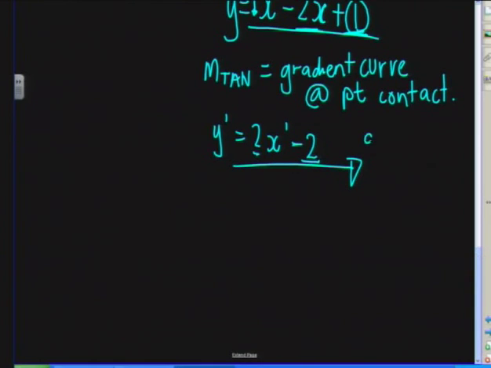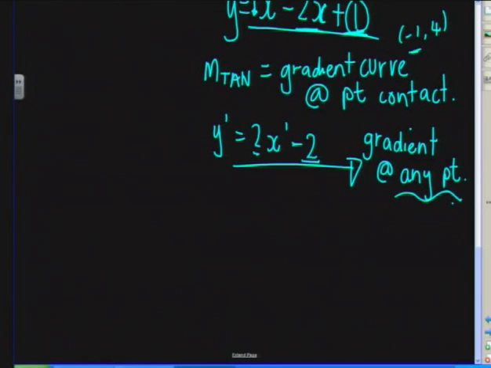With this, I can find the gradient at any point on the curve. So this will help me to find the gradient at any point. But I'm not interested in just any point. I'm interested in the point minus 1 and 4. So if I want the gradient, I'm simply going to use the x coordinate of the point of contact, and I'm going to substitute it into my general gradient formula. So I'm going to put in the minus 1 in place of the x. Let's see what we get.